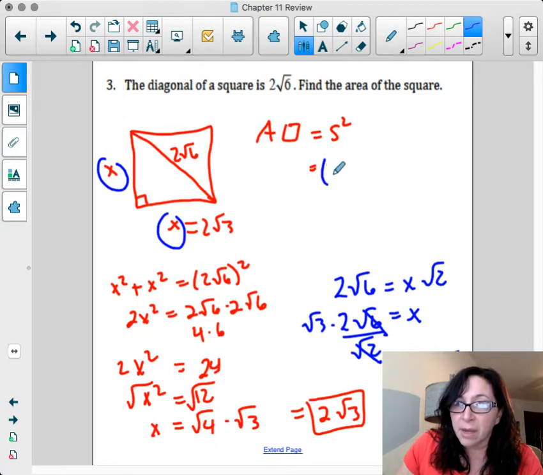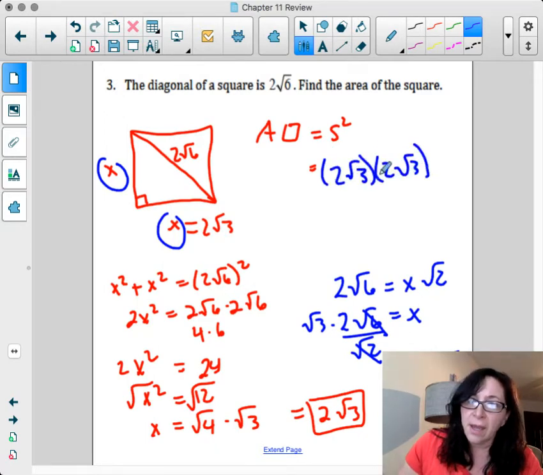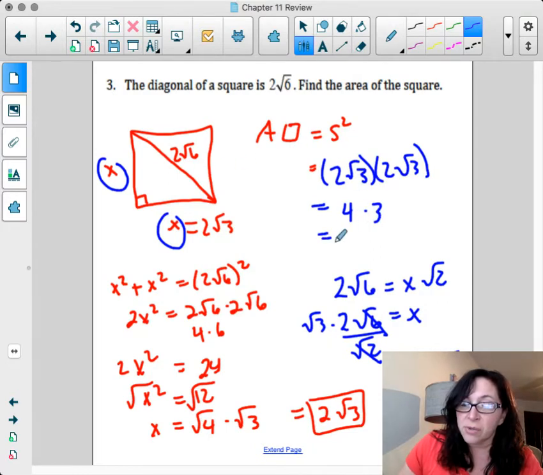But this becomes 2 root 3 times 2 root 3. And so that's going to be what? 4 times root 3 times root 3 is root 9, which is just 3. So the area of that square is 12 units squared. Okay.